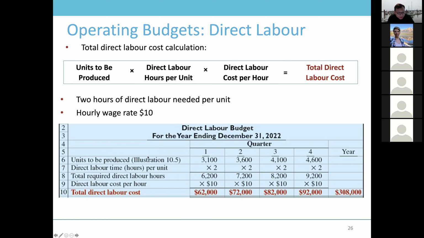So we have figured out from the production budget, for each quarter, the units I'm going to produce on row number 6. Each unit takes 2 direct labor hours, so you multiply by 2. Then on row 8, you get the number of direct labor hours for each quarter. Each direct labor hour costs $10. You multiply the two numbers, and you get the total direct labor cost for that quarter. It's pretty easy, right?